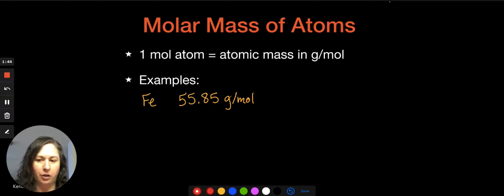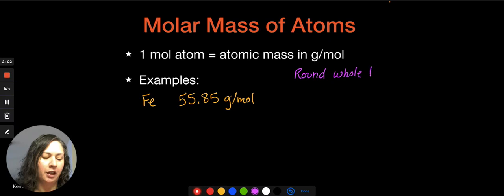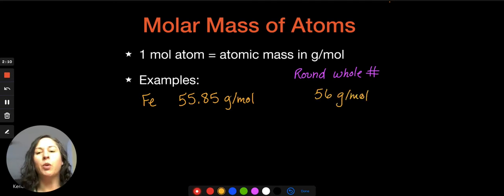Now, I will tell you that I tend to be a little bit lazy when I do my calculations, especially in first year chemistry, and you'll find that I oftentimes round these values to the whole number. So if I were to round iron to the whole number, I would just round that to 56 grams per mole. If I'm working on labs or AP chemistry, where things need to be a little more precise, then I tend to use some place values at the decimal. But otherwise, I like to do that.